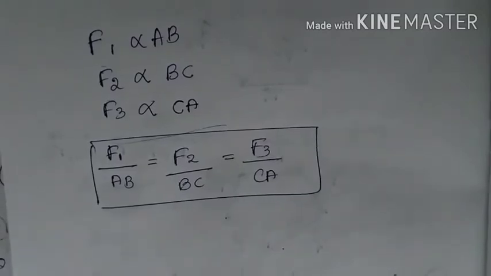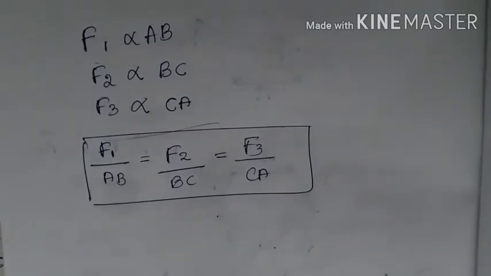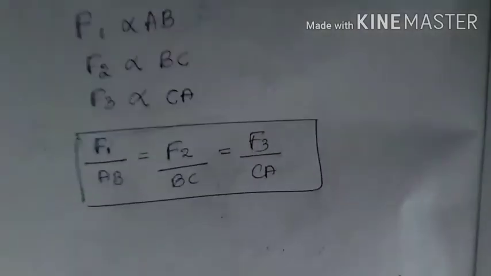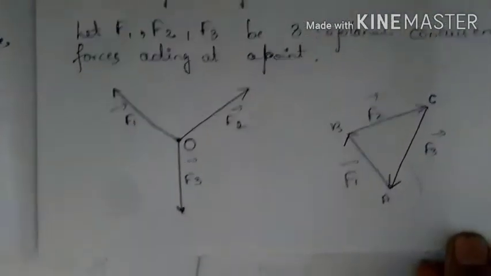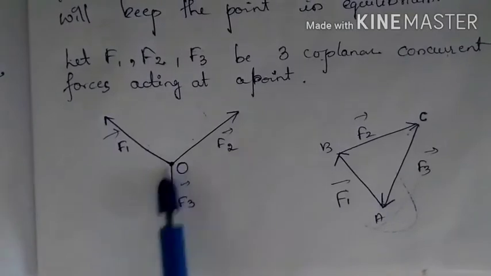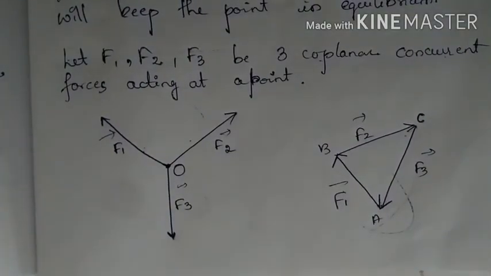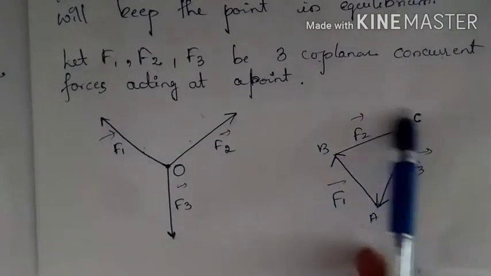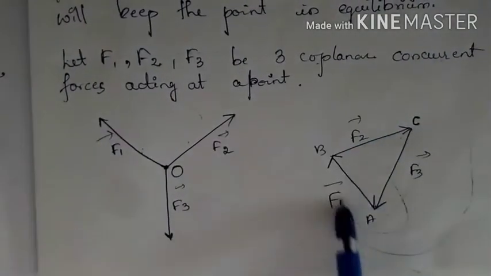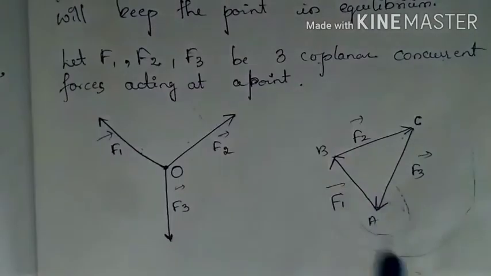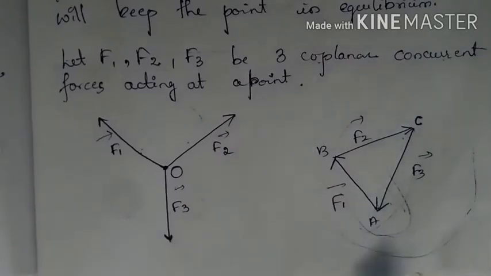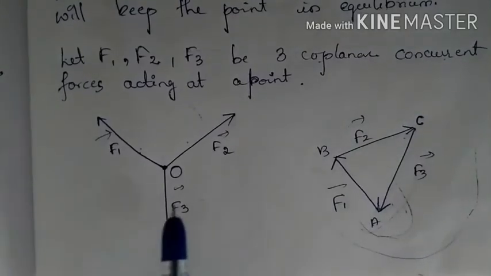So what will be the converse of this law? If three forces are acting at a point, and these three forces acting at point O are in equilibrium, then they can be represented both in magnitude and direction by the three sides of a triangle taken in the same order. So this is the converse of the law which we have learned above.